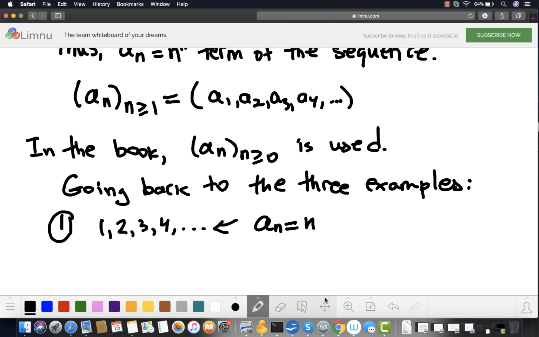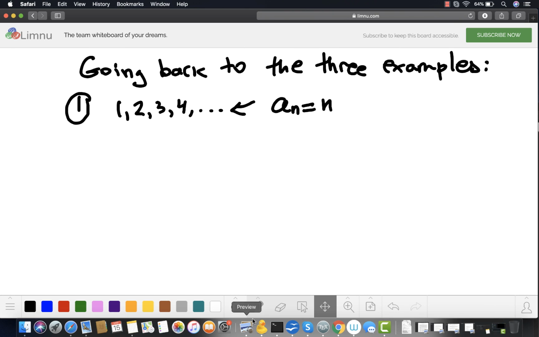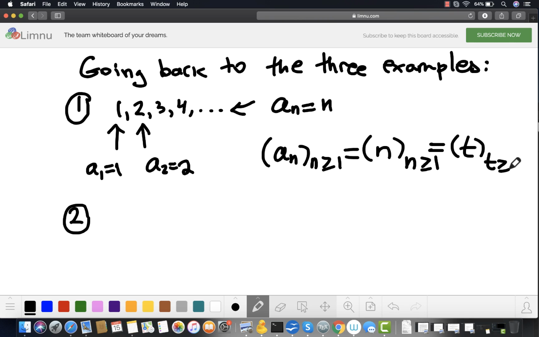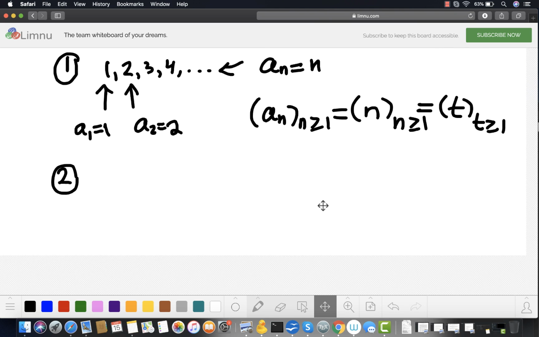Because by definition, a sub 1 is the first term, and according to our formula, this is just 1. This one is a sub 2. According to our formula, this is just 2. And so, as we can see, our sequence is just this one. So we write n to indicate this is the nth term, and then we write n starting at 1 to indicate that our variable starts at n equals 1. Of course, n here is just a dummy variable. We could have just written this as t, where t starts at 1, for example. But usually we use the letter n in the context of sequences.